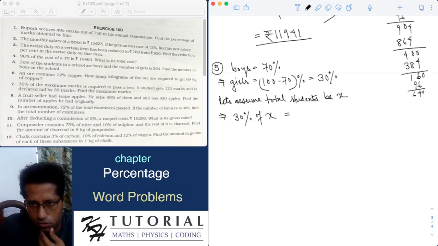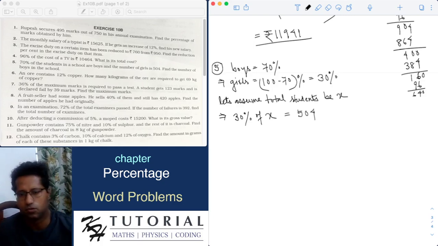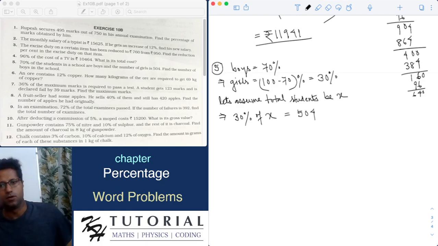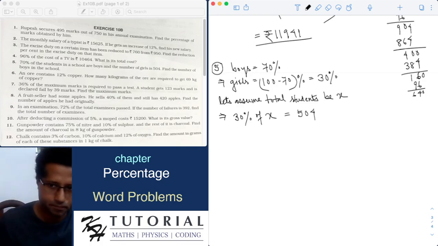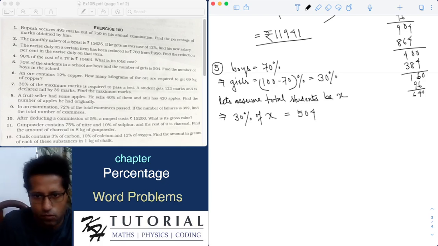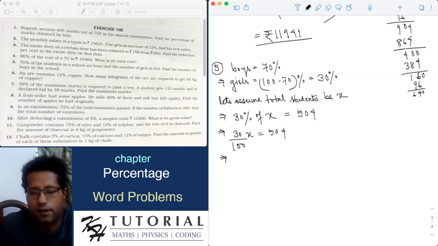30% of X should be equal to 504, because 30% of X will be the total number of girls in the school, as the girls percentage is 30%. So this is 504. Now the LHS, 30% of X, is nothing but 30 by 100 X equals 504. So this implies that X equals 504 into 100 divided by 30.